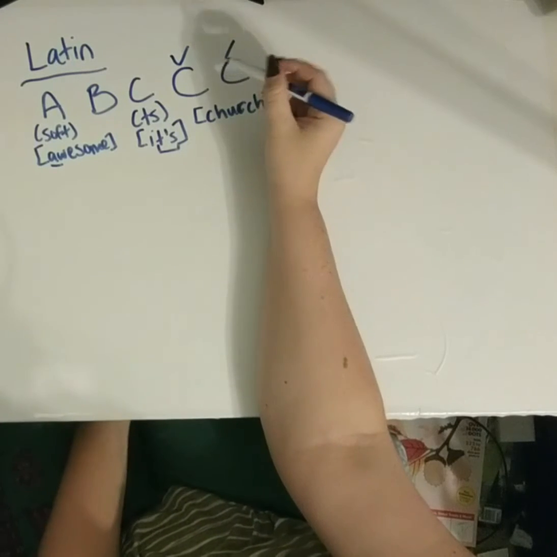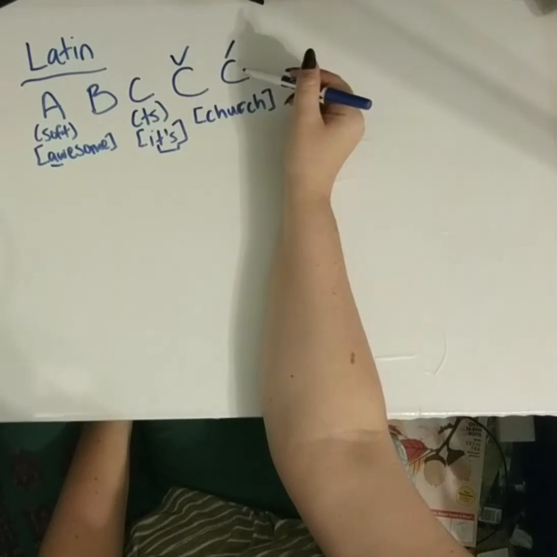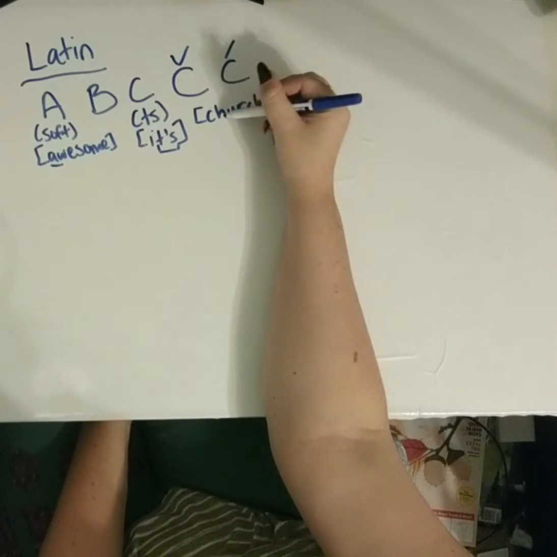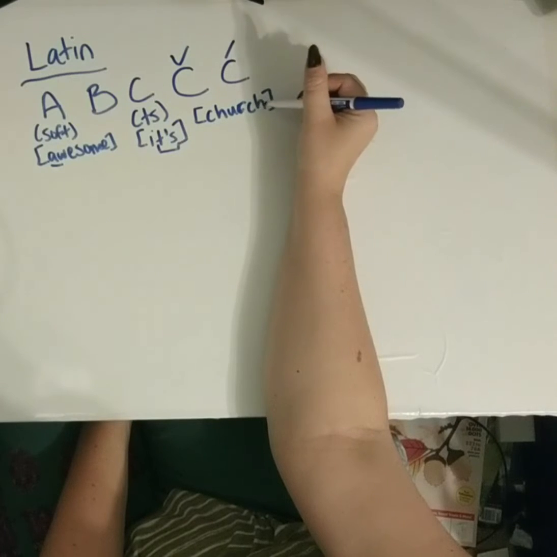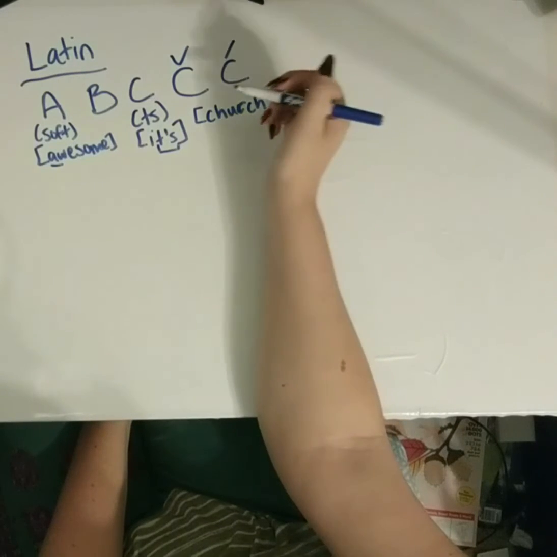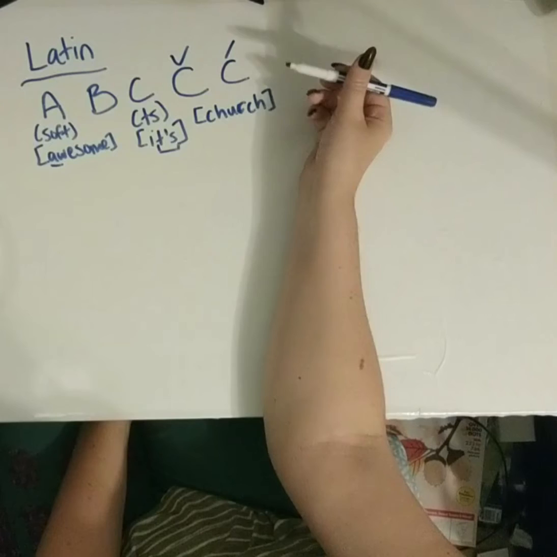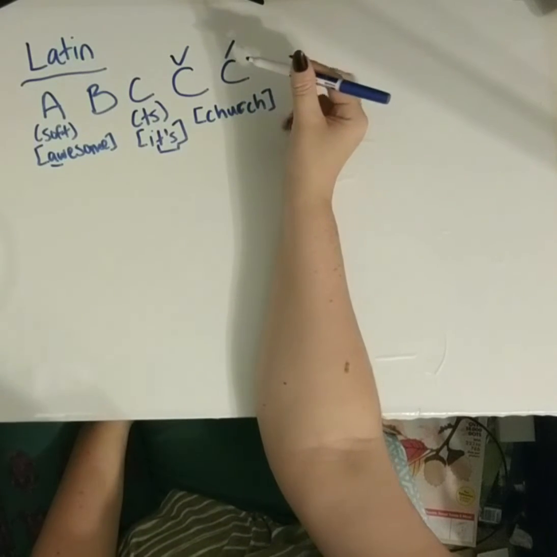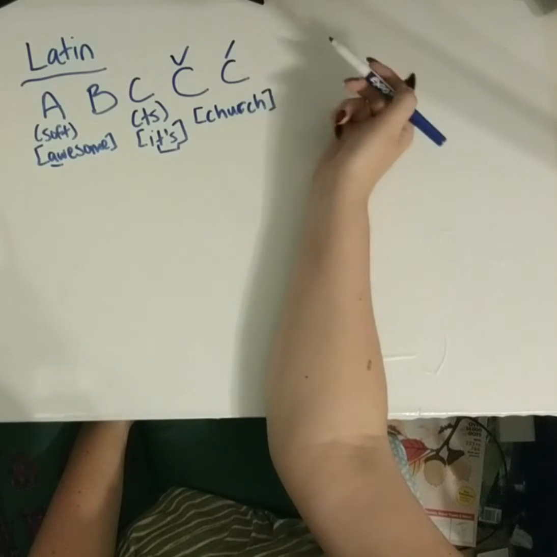So from what I can understand, this ch is harder than this ch. So like in the word church, how this ch is kind of harder than this ch. If that makes any sense. That was all that I could find. I really couldn't. My cat's really obnoxious. I couldn't really find any other explanation deeper than that.